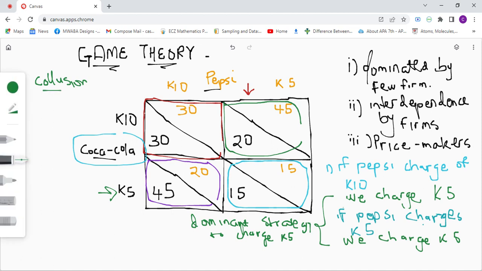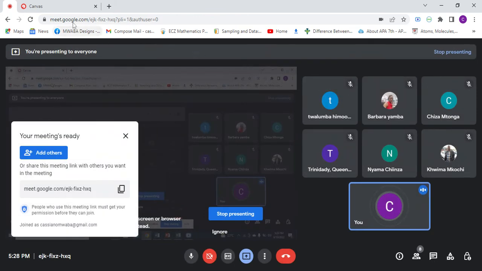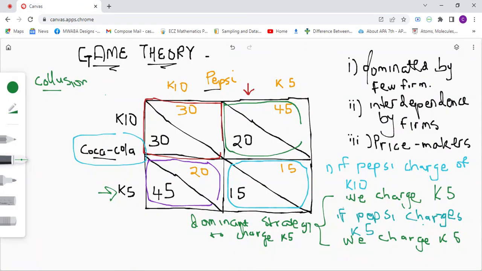So in this market, we've just got Coca-Cola and Pepsi. Let's say they try to increase the price to 15 kwacha. They're the only two there. We as customers won't have a say.